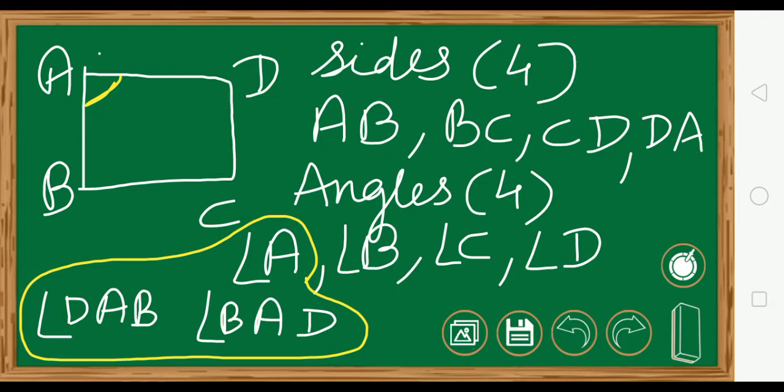So you have got four sides and you have got four angles. Then you have got two diagonals. This is one diagonal and this is one diagonal. These are known as diagonals. Okay?